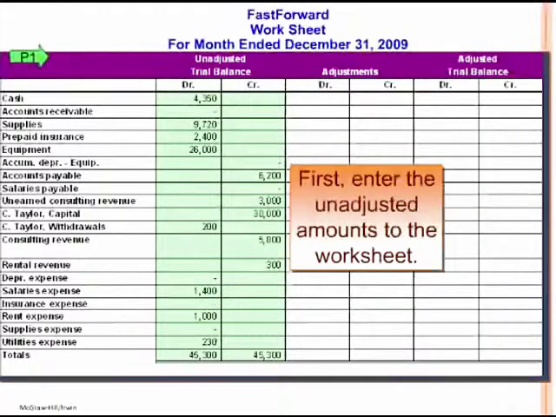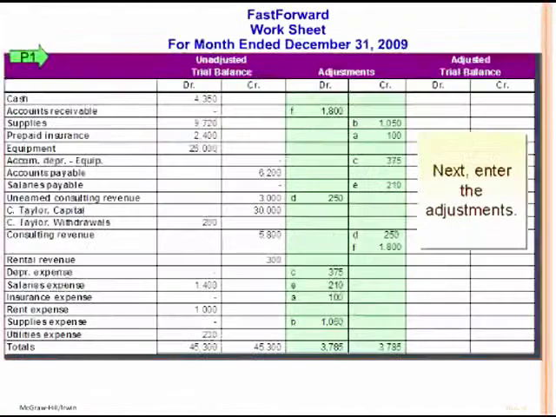Here is the spreadsheet we will use for Fast Forward. We have a set of 2 columns for the trial balance information prior to making adjustments. We often refer to this as the unadjusted trial balance. The unadjusted trial balance will be combined with our adjustments to arrive at the adjusted trial balance.